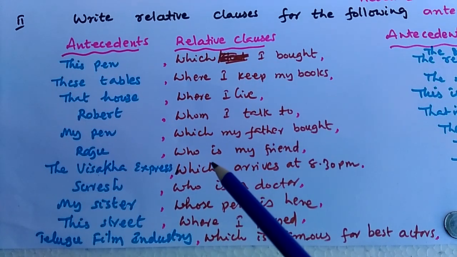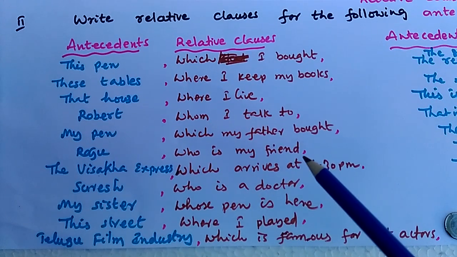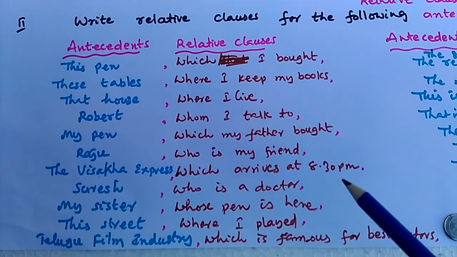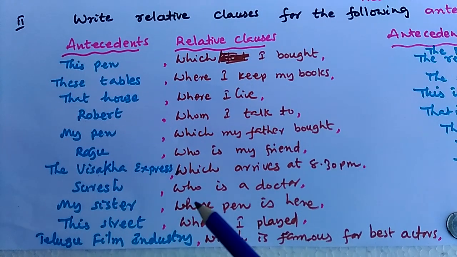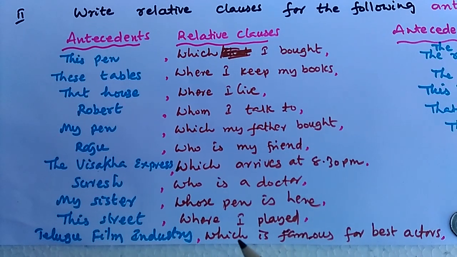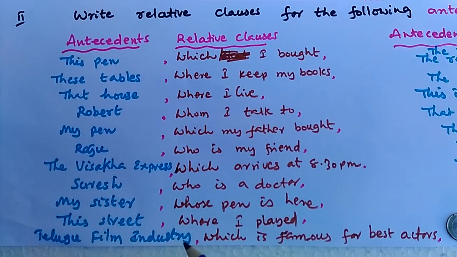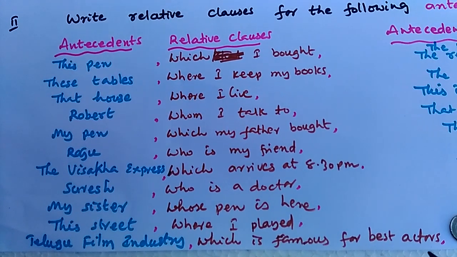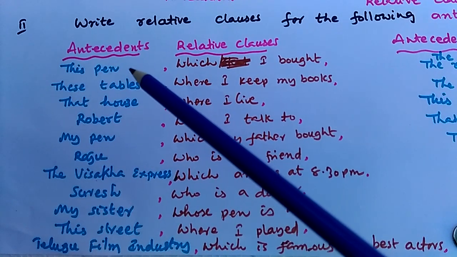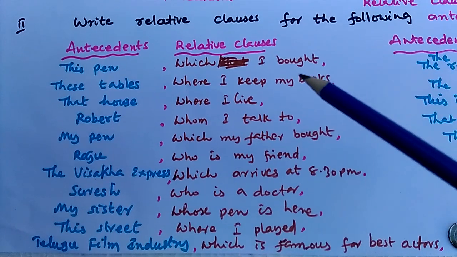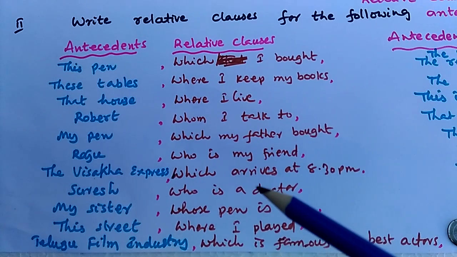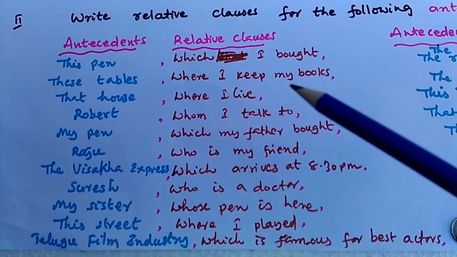Raju, they may come with the answer, who is my friend. The Vishaka Express, which arrives at 8:30 p.m. And like that, Suresh, who is a doctor. My sister, whose pen is here. This street where I played. Telugu film industry, which is famous for best actors. In this way, if the students are given the antecedents, then they may come out with the relative clauses with answers like this.